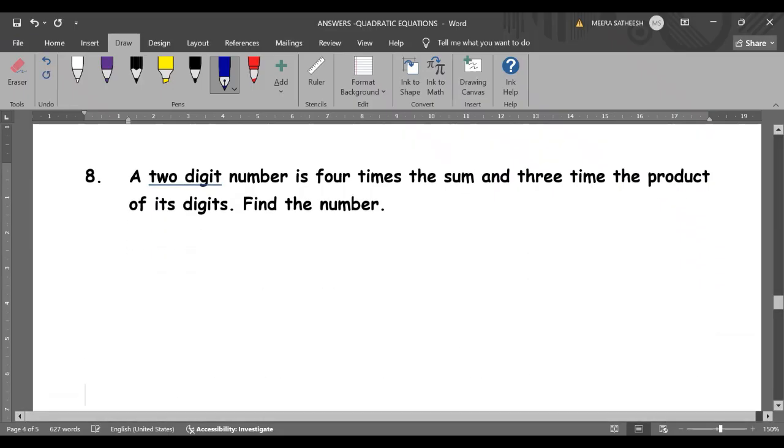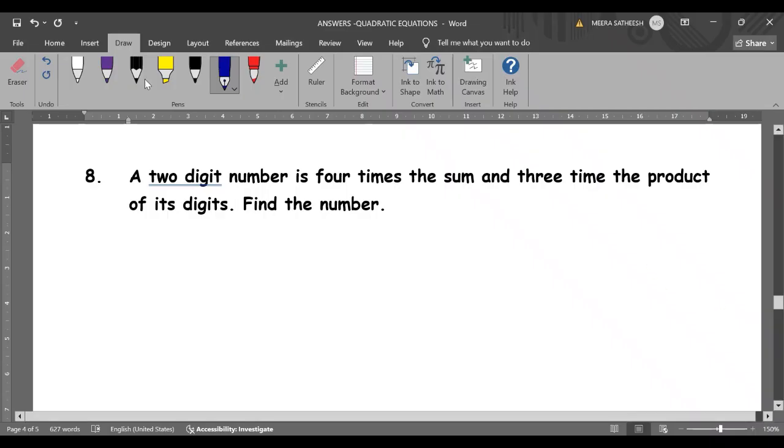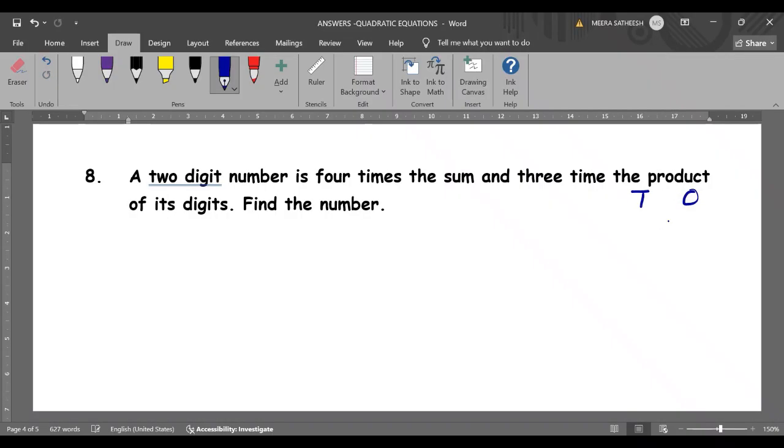This is also an easy question. A 2-digit number is 4 times the sum and 3 times the product of its digits. So a 2-digit number means 1's place, 10's place we can put. Let 10's place be x, 1's place be y. So what is given here? What is the number? The number is 10's place digit into 10 plus 1's place digit into 1. So 10x plus y is the number.